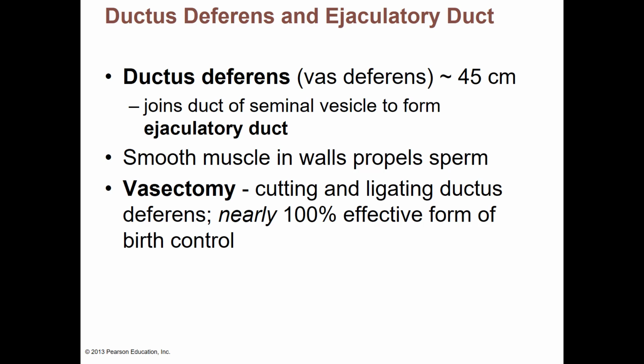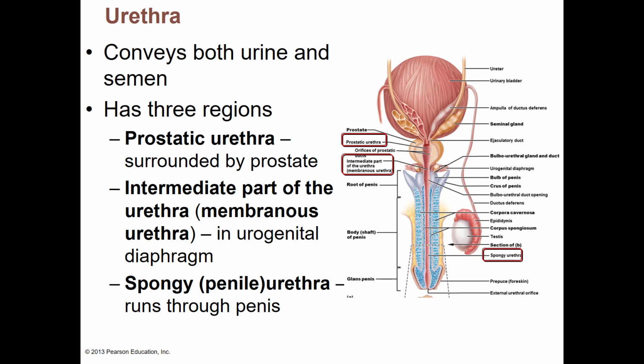Now, the urethra conveys both urine and semen. And so semen is going to go through the urethra, but yes, the bladder that sits up there also dumps into the urethra. Luckily, it conveys them at different times, thank goodness. But there are three regions to the urethra. There's a prostatic urethra, the part of the urethra that goes through the prostate gland. There's a membranous urethra, also known as the intermediate part of the urethra, that goes through this tiny little tissue called the urogenital diaphragm. This tiny little section is that membranous or intermediate part.